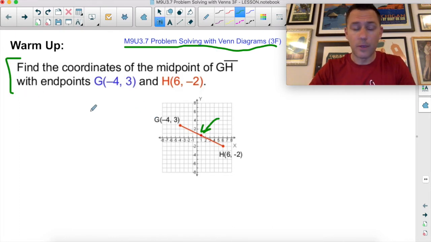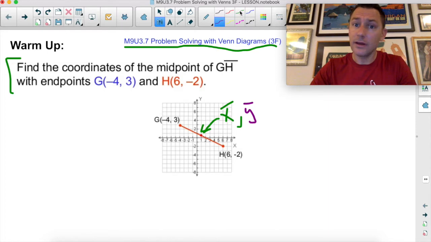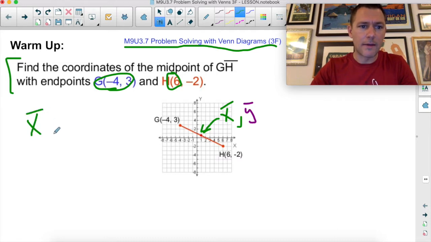All right, so for the midpoint, you find the average of the x's and the average of the y's. So finding the average of the x's, you average the x's. Surprise, surprise. So you'd say the x coordinate of that point is 6 plus -4, or whatever order you like. It doesn't really matter when you're averaging. That's 2 over 2, so that's 1.